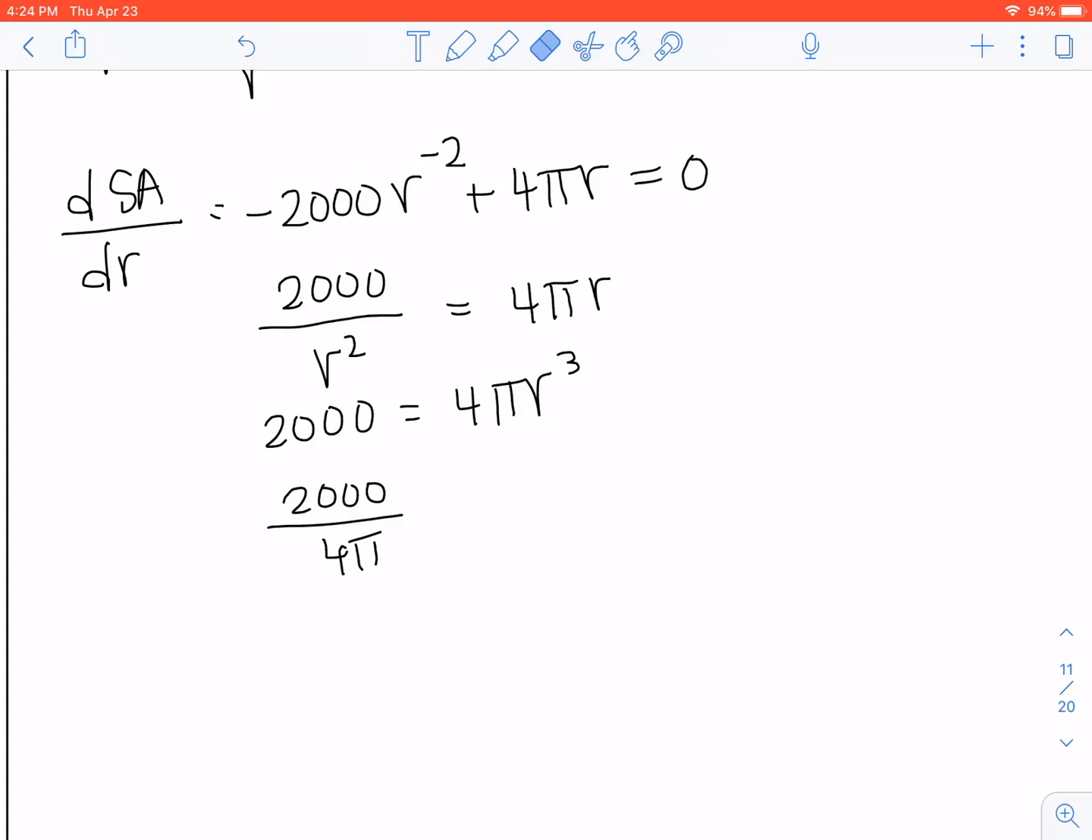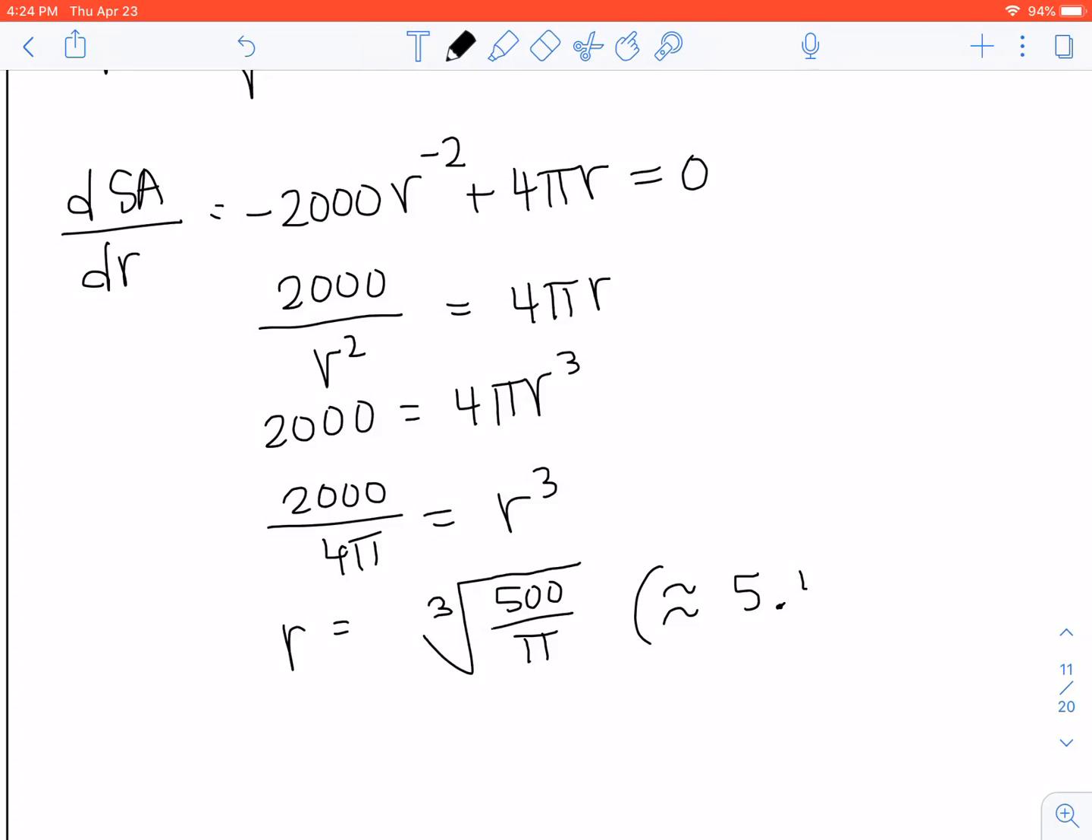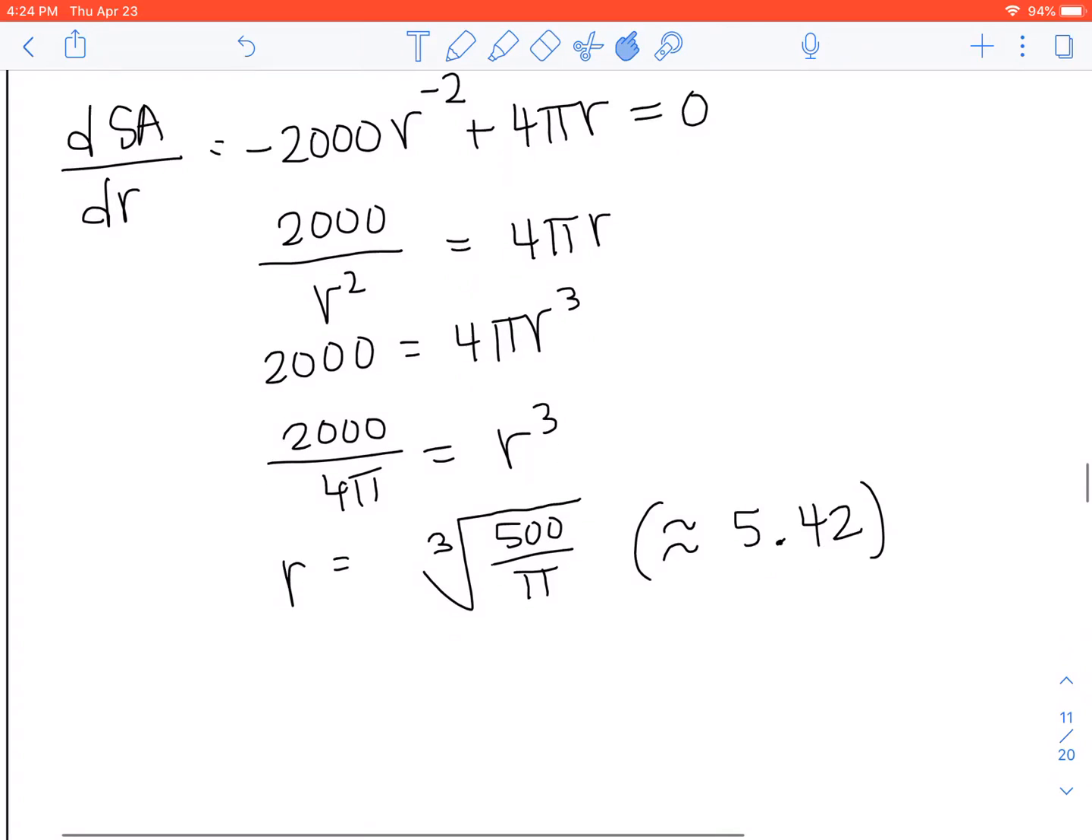And then dividing both sides by 4 pi. And then I'm going to take a cube root. And so we get r is equal to the cube root of, and the 2,000 divided by 4 simplifies to just 500, all over pi. And I'm going to write this down as a decimal just so it makes it a little bit easier for us to look at on a number line. This is 5.42. That's what it approximately is.